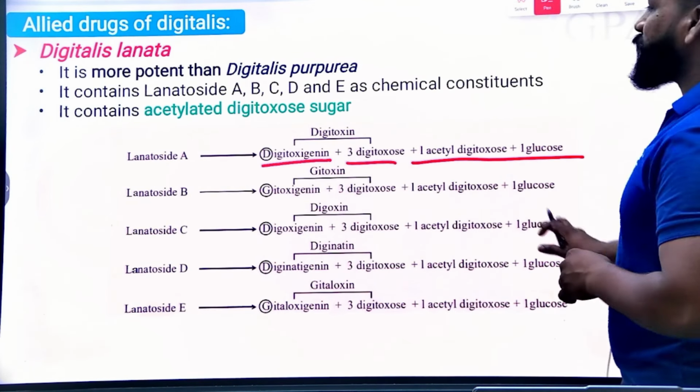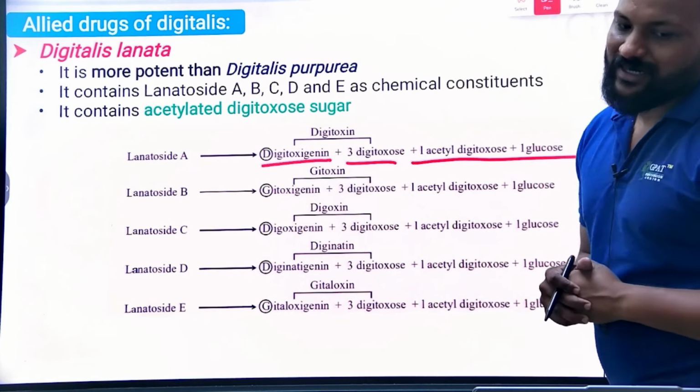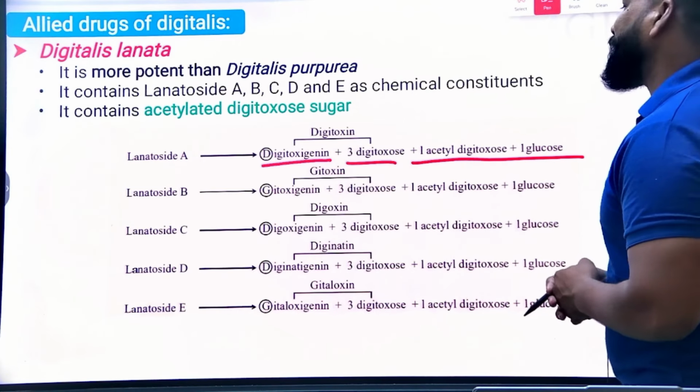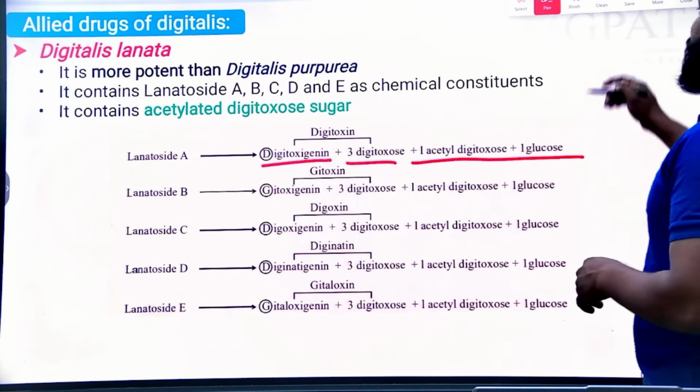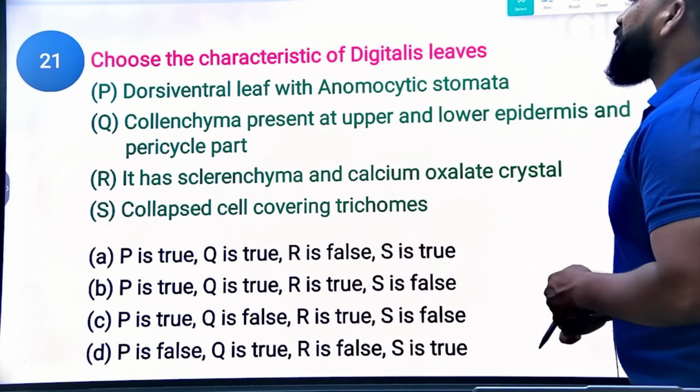Obviously we have clearly mentioned the digitalis chemical compounds: lanatoside, digitoxigenin and 3 digitoxose. Yes. Next question. Choose the characteristics of digitalis leaves.